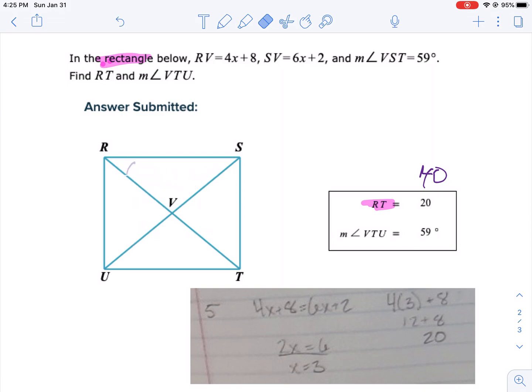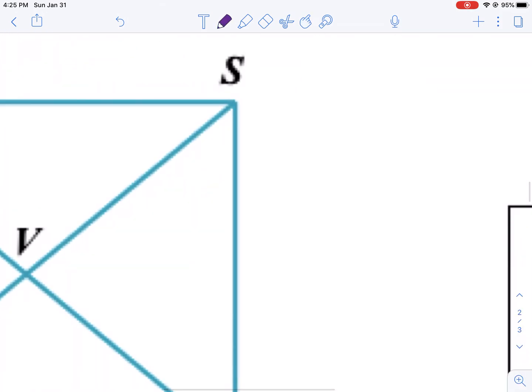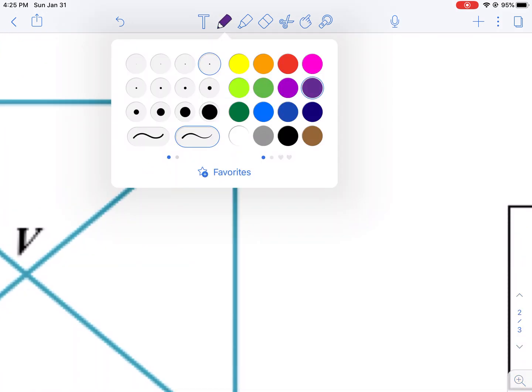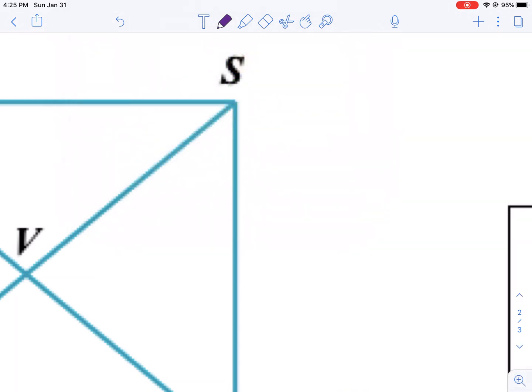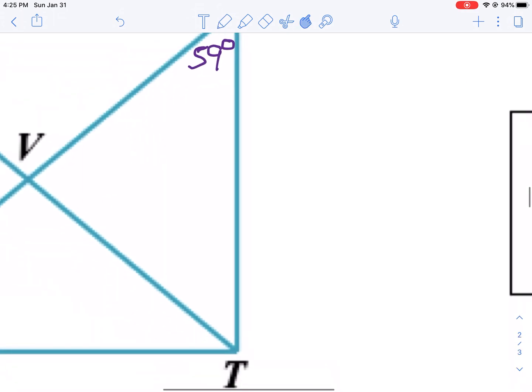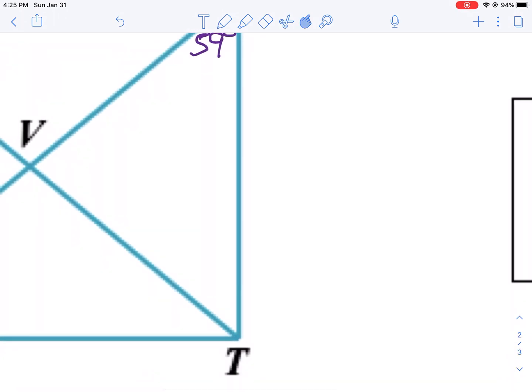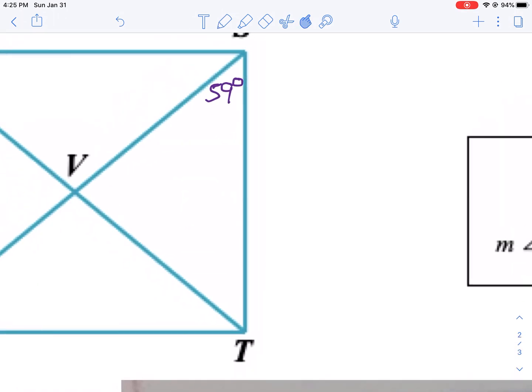We're also told angle VST is 59 degrees. I'm going to blow this up here a little bit, and I'm going to put 59 in for angle VST. Now we know since it's an isosceles triangle, the diagonals are congruent, so that makes angle VTS 59 degrees.